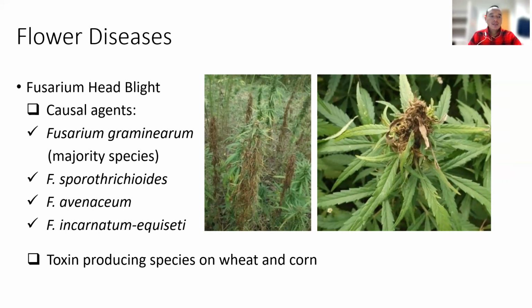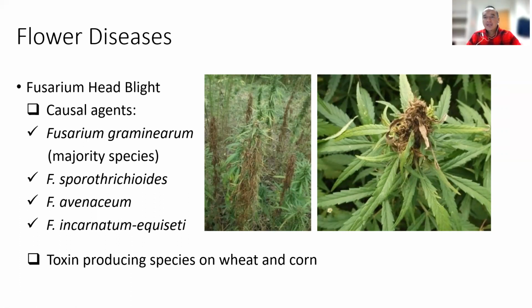Koche's lab has conducted studies, and there are at least 4 Fusarium species associated with these diseases: Fusarium graminearum, Fusarium sporotrichioides, Fusarium asiaticum, and Fusarium incarnatum-equiseti. Among these 4 Fusarium species, Fusarium graminearum has been observed to be the most prevalent species associated with this disease. These 4 Fusarium species have also been known as mycotoxin producing species on wheat and corn.